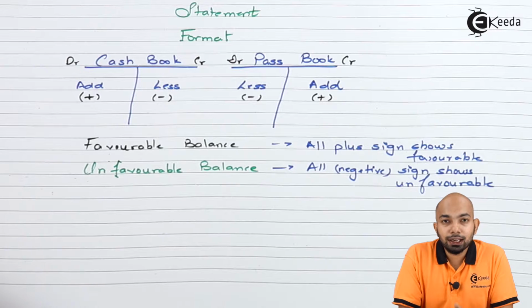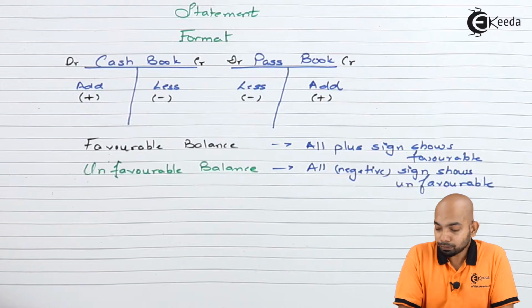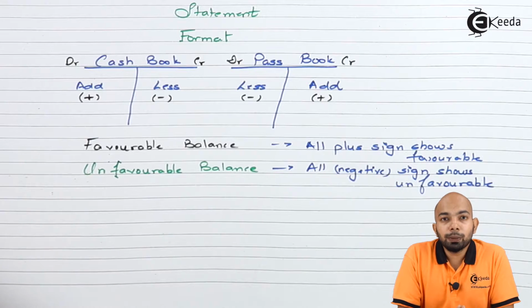So there is a prescribed format, a prescribed formula which you need to understand and follow to ensure that the bank reconciliation statement is prepared flawlessly without any errors in it. We have the format mentioned here. For rough work, we have to prepare two specific accounts, one being the cash book, second being the pass book.